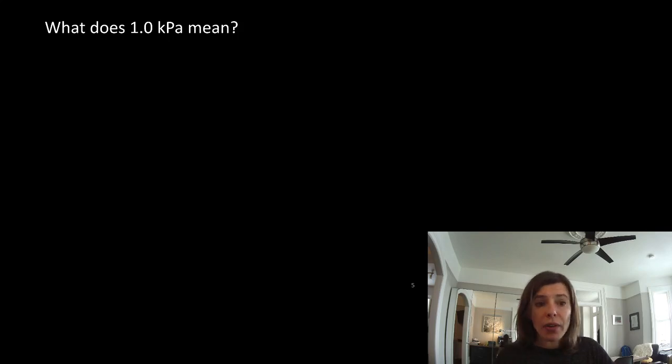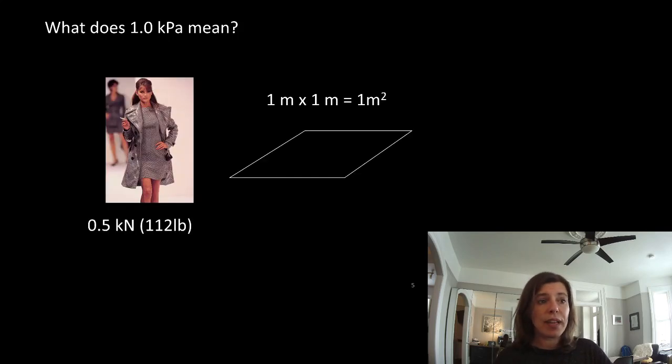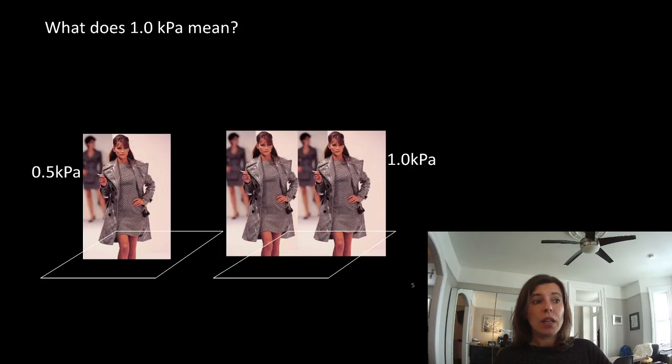Just to give you another visual example of it, if we had somebody that weighed half a kilonewton, to have 1 kPa, we'd need 2 of them over our 1 meter by 1 meter square. That one person that weighed half a kilonewton over a 1 meter by 1 meter square is half a kPa, or 0.5 kPa, just to start to give you this sense.